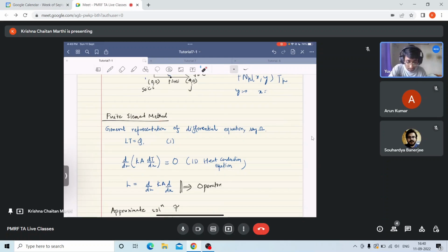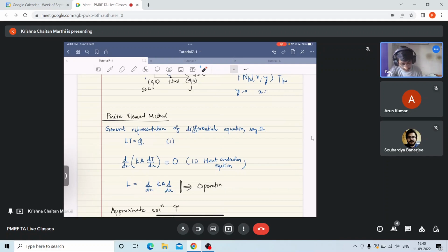Our general representation of a differential equation is LT equal to Q, where L is an operator. Let us say I have my heat conduction equation, which is d by dx of Ka dT by dx equal to 0. This is the 1D heat conduction equation. So my L will be equal to d by dx of Ka d by dx. This is my operator.